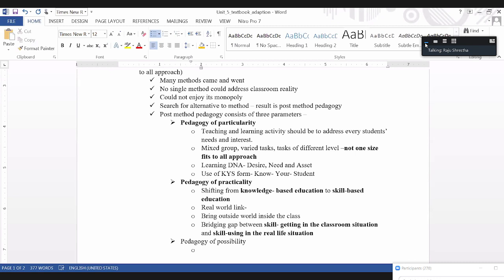Possibility means exploring individual learners' inherent potentiality. Okay, so why don't we explore every individual learner's inherent potentiality?